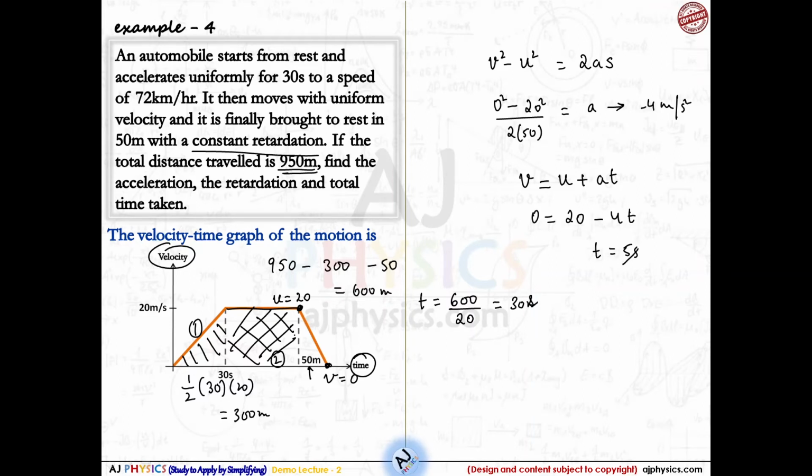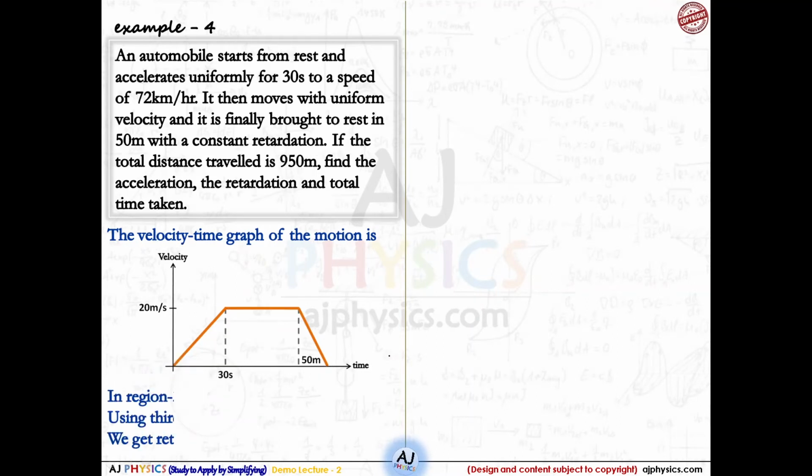Now if you add the time, 30 plus 30 in the region 2, because this was the 30 seconds which I took, that was the first region, then it was the second region, and plus 5 for the last region, the third region. So the total time is 65 seconds. So I think we have got all the things which are asked in the question. Acceleration is 2 by 3, retardation is minus 4, and the total time taken is 65. So just check it out now.